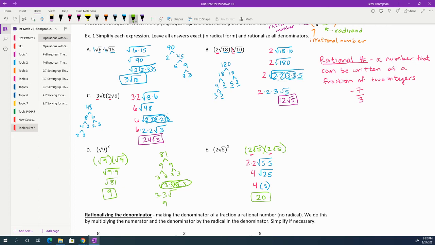Hopefully this is not brand new. You've probably been exposed to this in Math 1 and a little bit in Math 2 as well. You may not receive formal instruction on it again, but there's kind of some basics on multiplication and squaring with square roots.